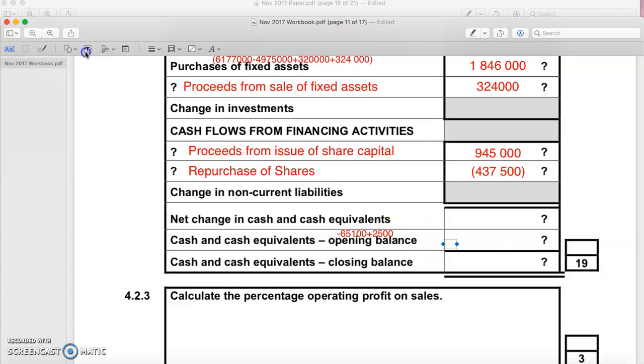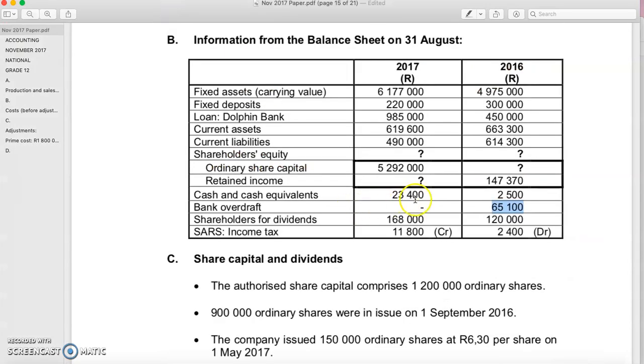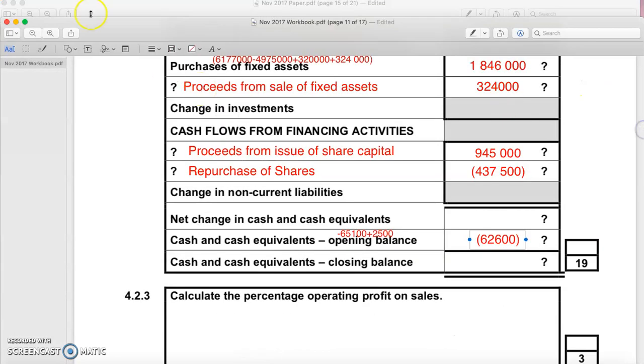So actually for the opening balance, we need to say it was a negative bank overdraft and a positive 2,500. And we have to take both those figures into consideration, okay? And then eventually, if we calculate that, we realize that our opening balance was actually a negative 62,600. Okay, so this should be your opening balance amount. And then for our closing balance, it's pretty straightforward because that's given to you. There's no bank overdraft. There really is nothing else you have to do there.